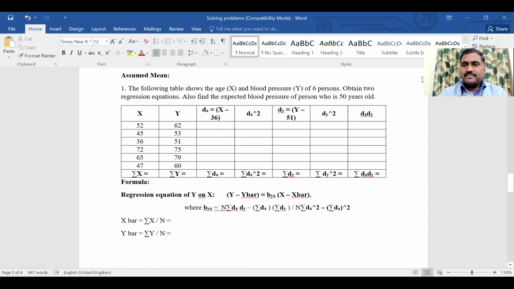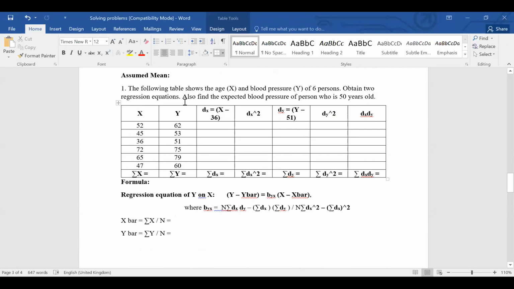Now this is the x value, which is age, and this is blood pressure. We need to find out dx. Why do we need dx? Don't ask that, because it's in the formula. We need dx square, dy, dy square, and dx dy in the formula. So that's why we have made the table like this. Now, I have assumed the mean as 36. If you want, you can take anything between these values.